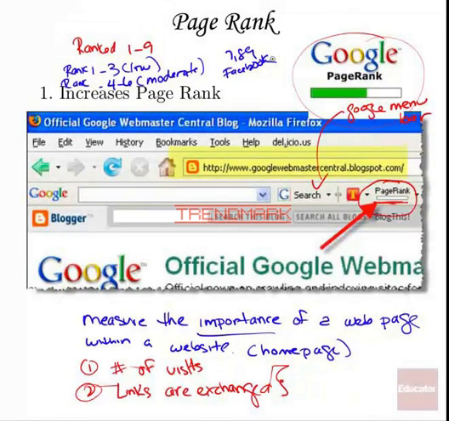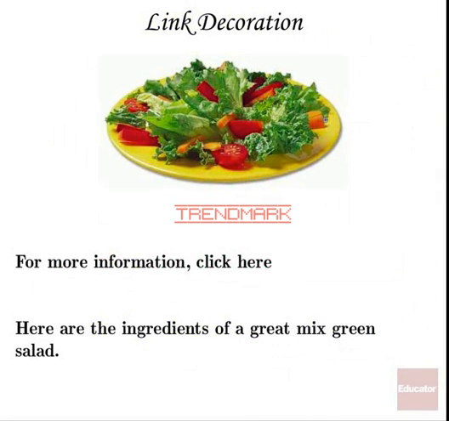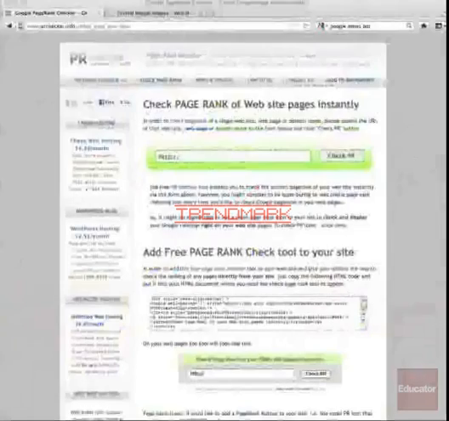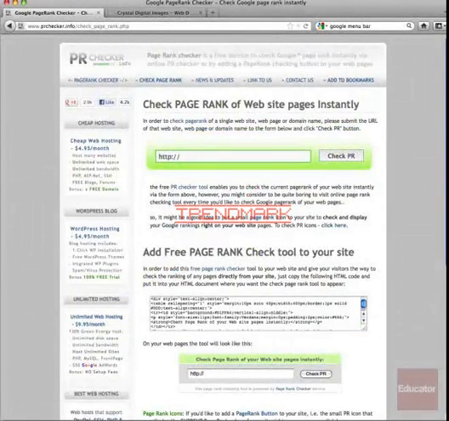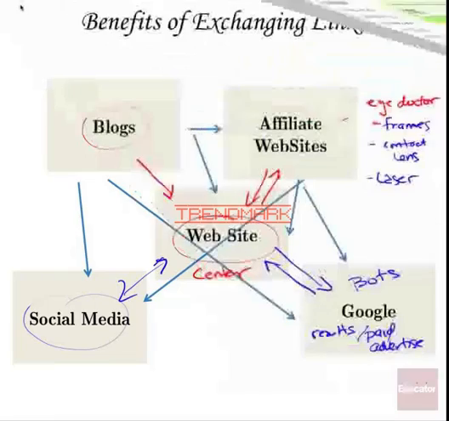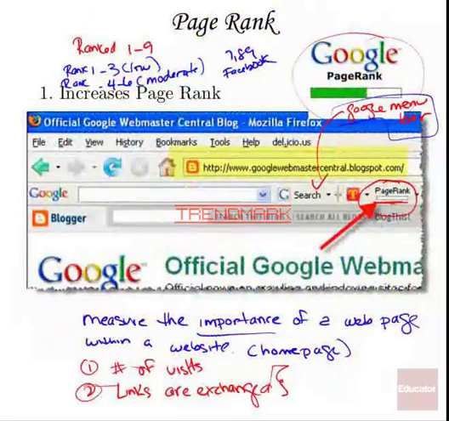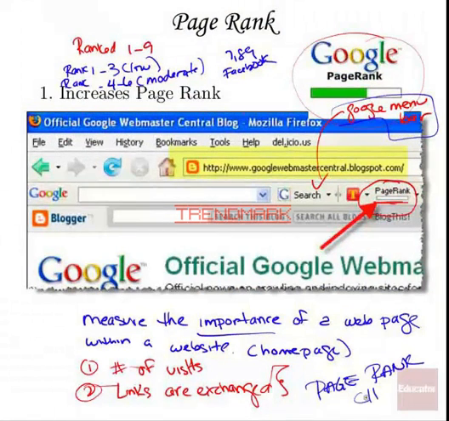So you can go ahead and download the Google menu bar, or, whoops, we kind of went a little bit ahead. Let me bring back the previous slide there. Okay, so let's go to a browser and do a keyword search on page rank checker.